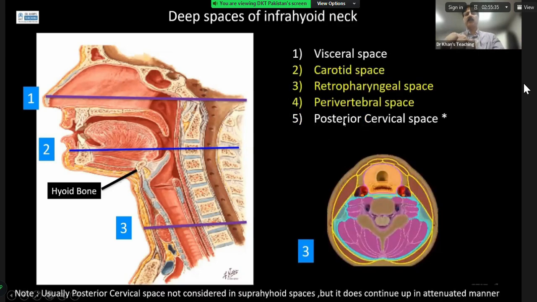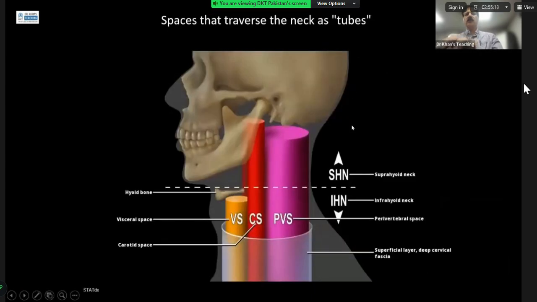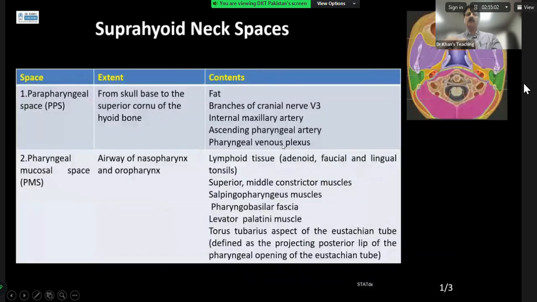And so this is infrahyoid neck. And here the carotid space, retropharyngeal space, perivertebral space, they continue. New space is a visceral space. And larynx is part of the visceral space. Then there is a posterior cervical space. So some of these spaces, they sort of traverse the neck as tubes, and they go up and they go all the way to the base of skull.